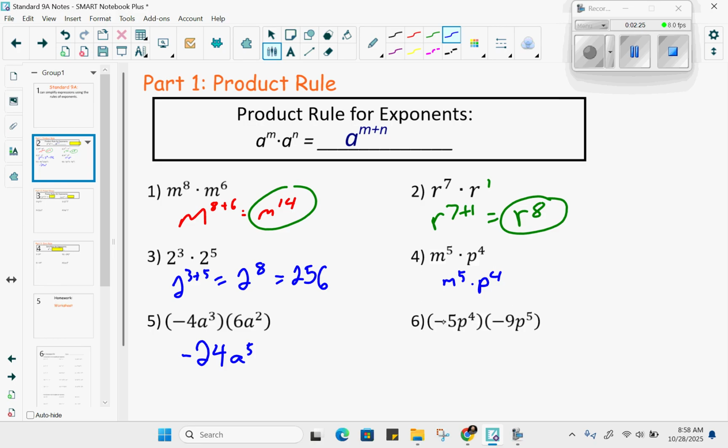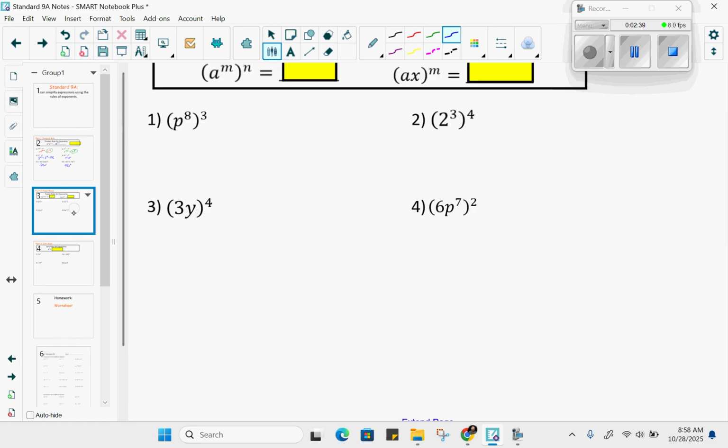Next one, same thing. Multiply the coefficients. -5 times -9, 45. I'll write the base. I have p to the 4th and p to the 5th. We'll multiply those together. We're actually going to add the exponents, p to the 9th. Let's keep going.